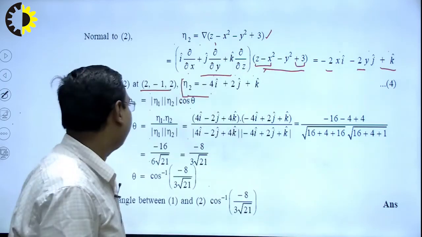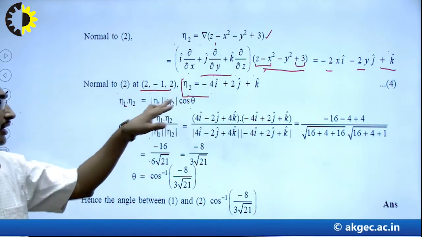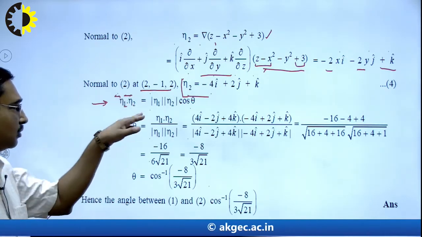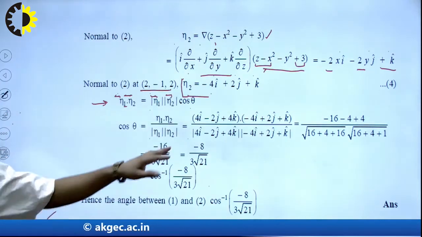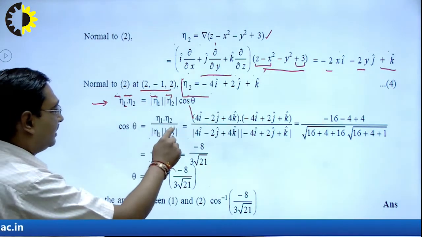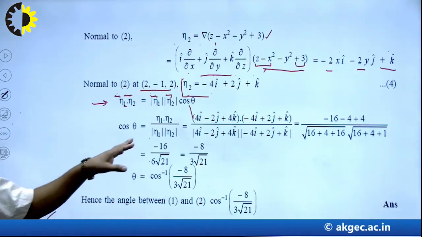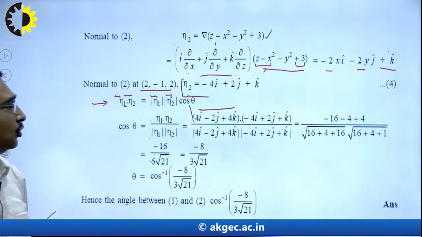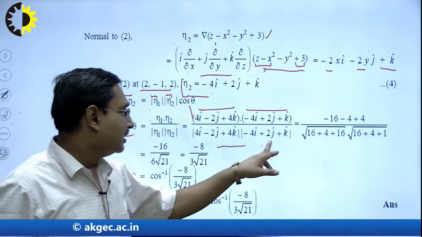We know that if A and B are two vectors, then their dot product can be calculated using a similar formula. n1 dot n2 equals mod n1 times mod n2 times cos theta, where theta is the angle between the surfaces. From this, cos theta can be written as n1 dot n2 upon mod n1 times mod n2. n1 was this vector written here, n2 was this vector. Therefore, this formula takes this form.